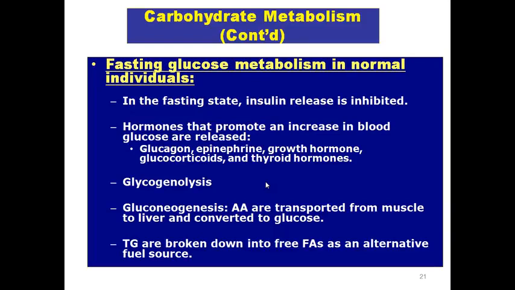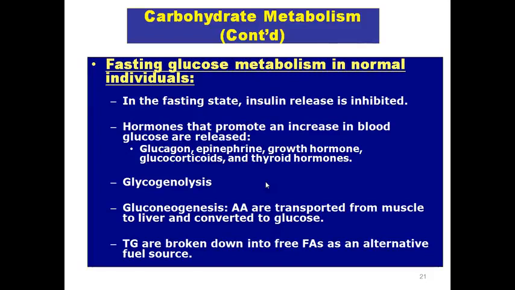What happens in the fasting state? In the fasting state, insulin release is inhibited. Your body realizes that there is no more glucose in the blood. So as the blood glucose starts falling, the insulin release is inhibited, and the hormones which are responsible for increased production of glucose in the blood are released from the body, like glucagon, epinephrine, growth hormone, glucocorticoids, thyroid hormone.